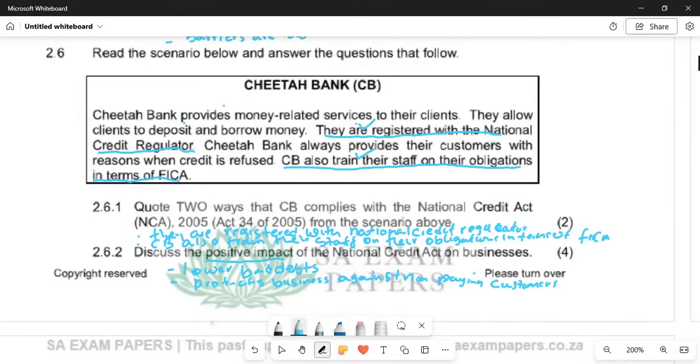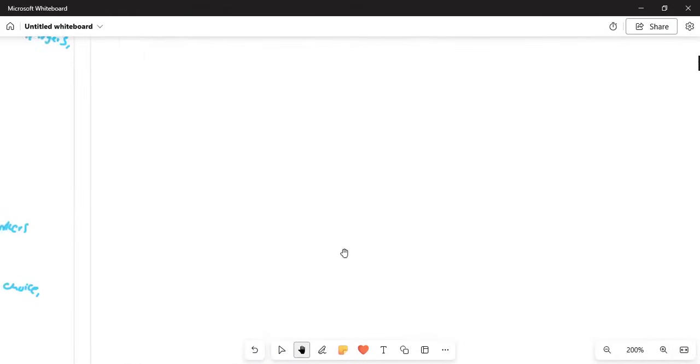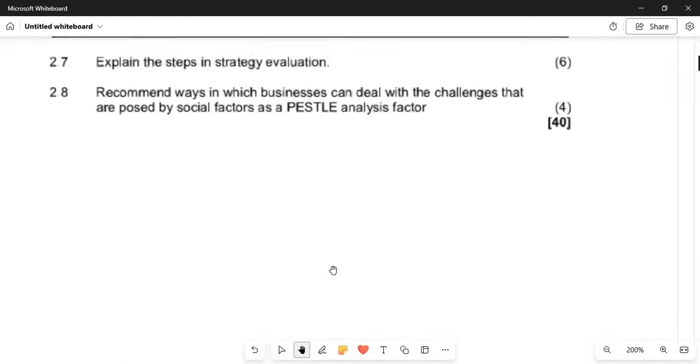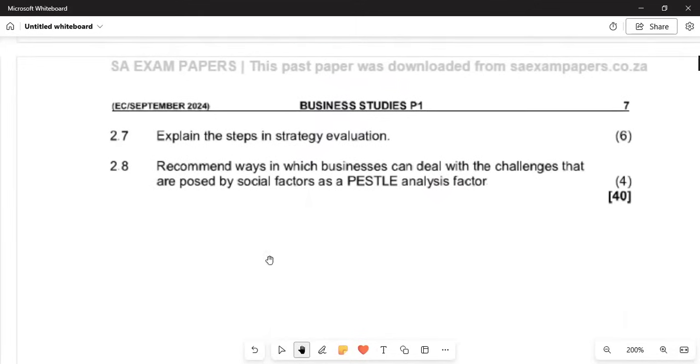So now let's move on to 2.7. Explain the steps in strategy evaluation.